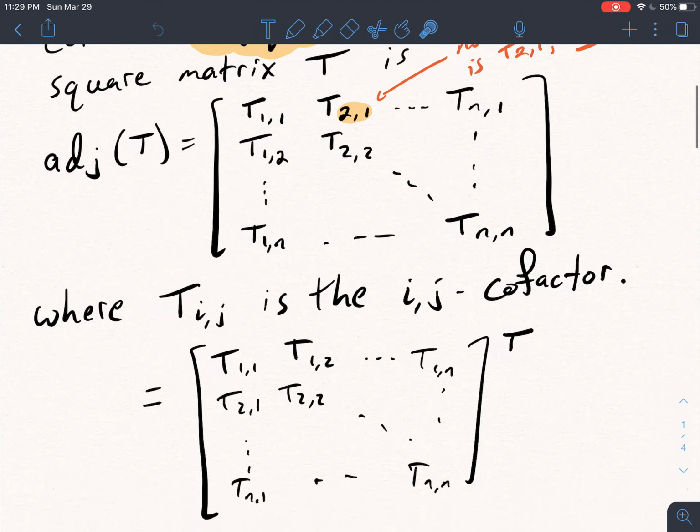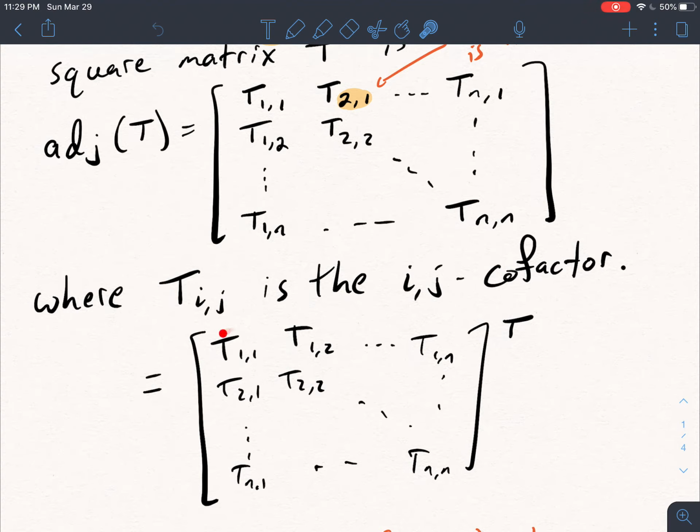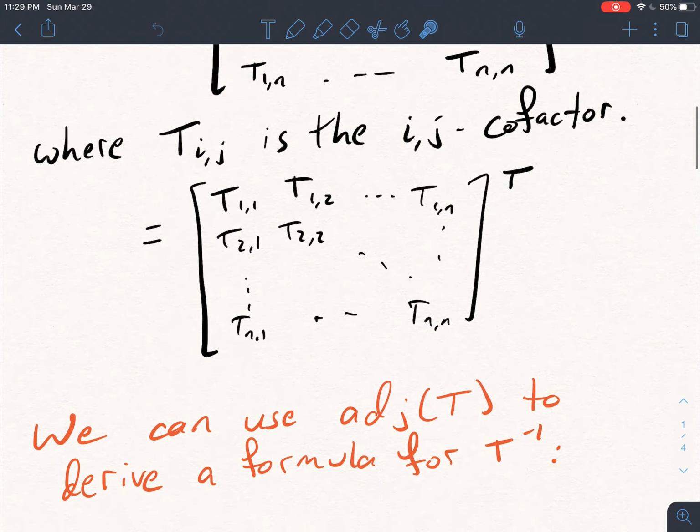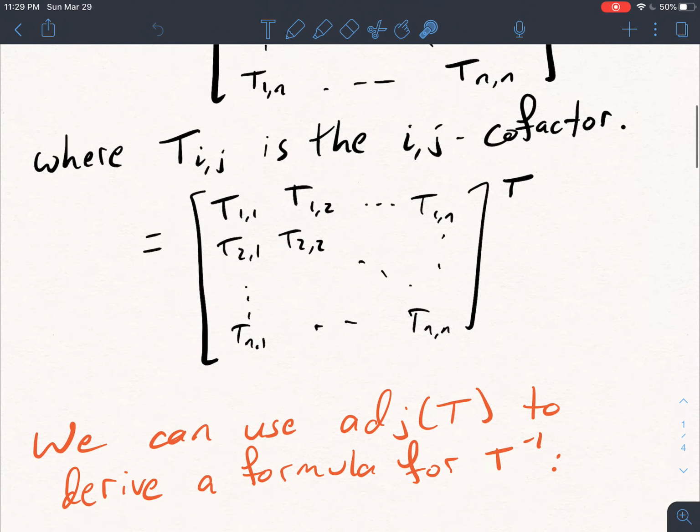So yeah, the adjugate or the matrix adjoint is the matrix consisting of all of the cofactors, except you transpose it at the end.